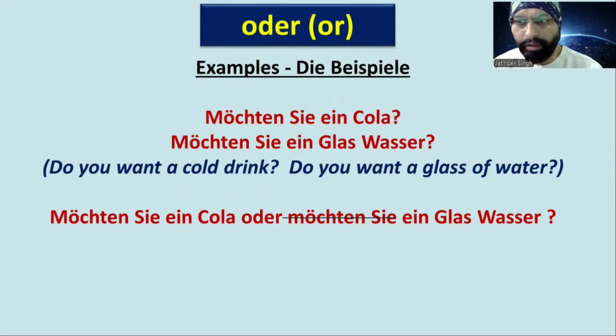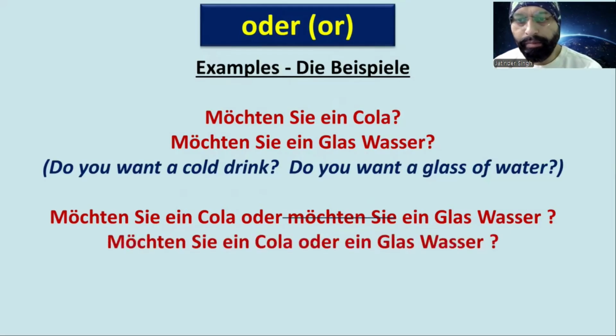For example, I have eliminated the möchten and the Sie subject in this sentence because on both sides the subject is the same. But if the subjects are different, then you have to use it. So the correct sentence would be: Möchten Sie ein Cola oder ein Glas Wasser, because I have removed the verb and the subject, since I'm talking about the same person, the same subject.